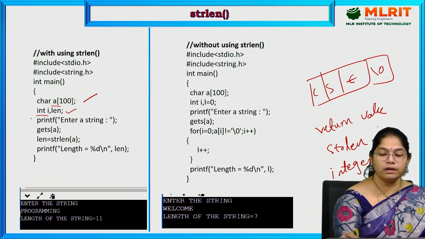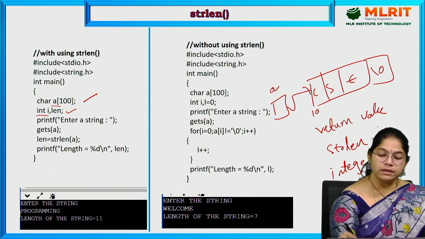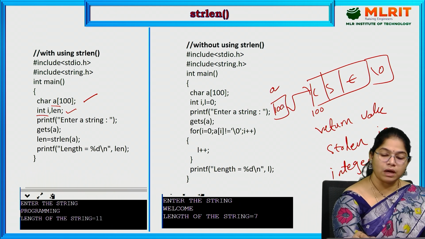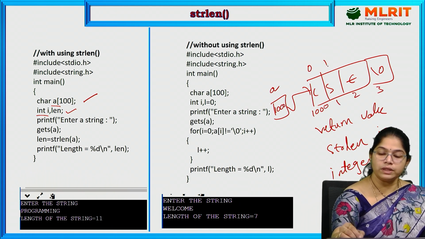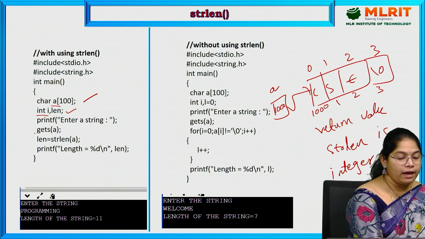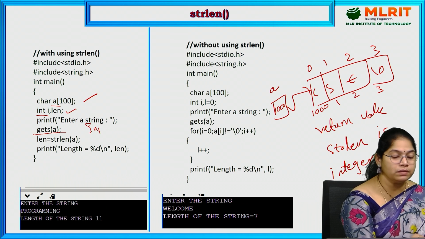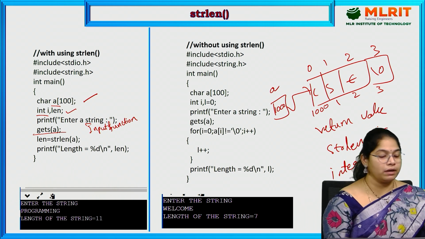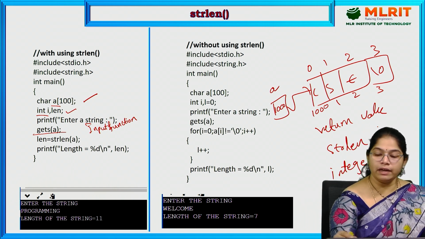Enter the string. Here I entered the string. The string name is a, and it contains the base address. Suppose it is 1000, next is 1001, 1002 and 1003, and the index starts with 0. We use gets. We discussed gets: it is the input function used to read the string value given by the user at the time of execution. So with gets(a), here I gave the value CSE.